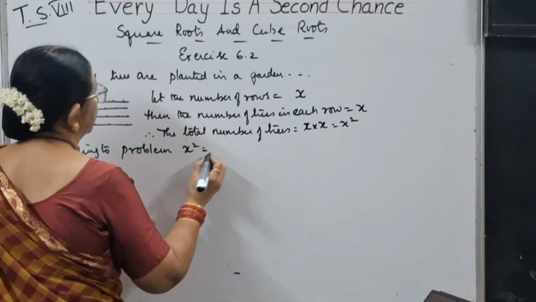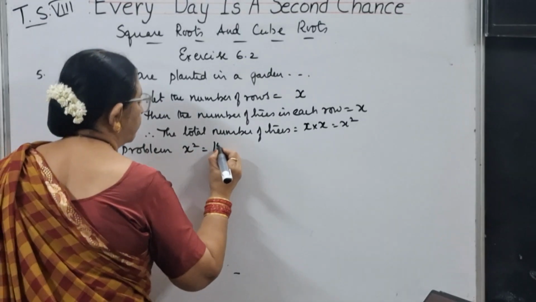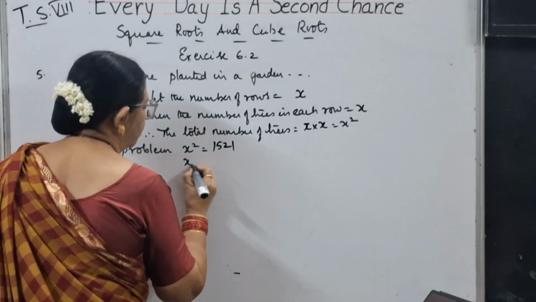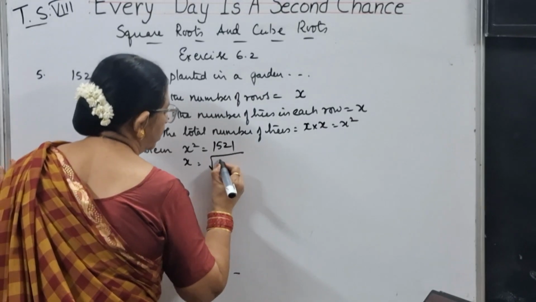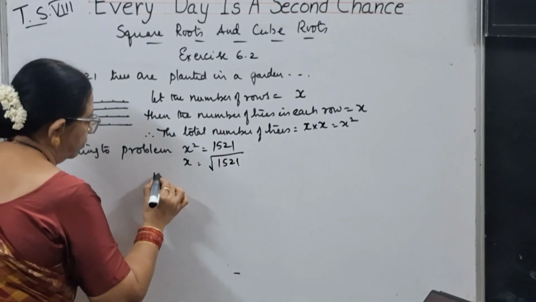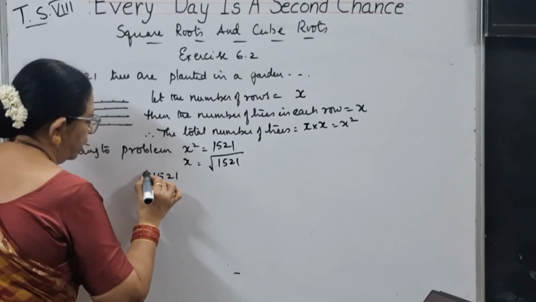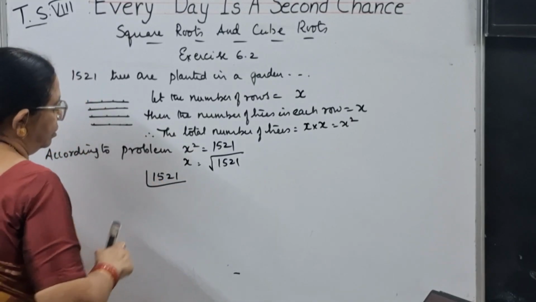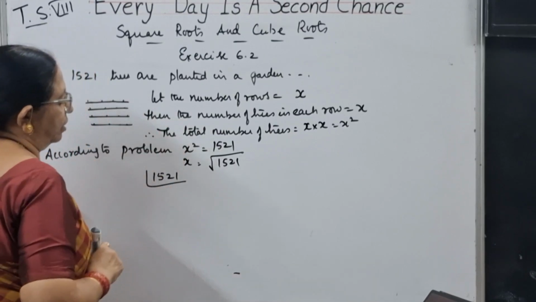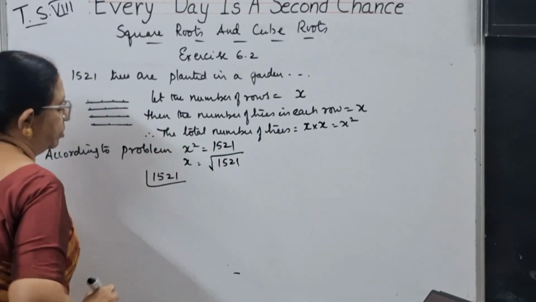X square is equal to how much? 1521. So you want x, how will you do? Root of 1521. So take 1521, find prime factorization. See, children, 1 plus 5 is 6, 6 plus 2 is 8, 8 plus 1 is 9. That means this number is divisible by 3.